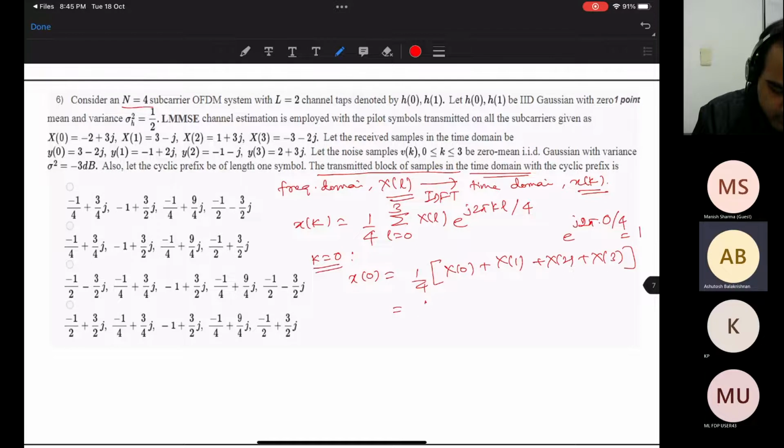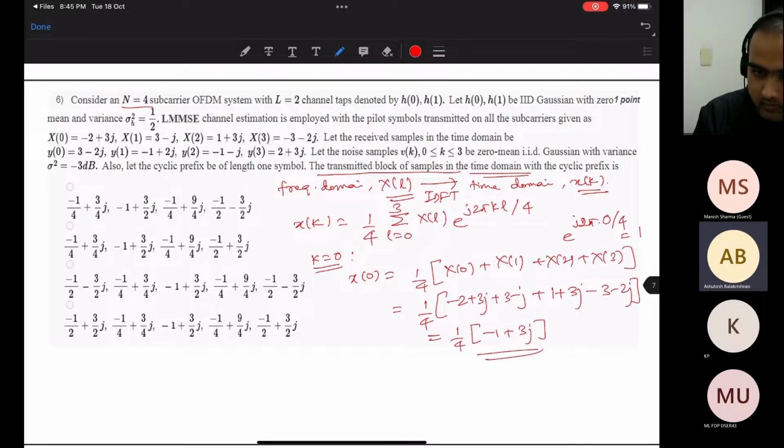And if we solve this, let's just do it. So what we have? Minus 2 plus 3j plus 3 minus j plus 1 plus 3j minus 3 minus 2j, and this is 1 by 4 times minus 1 plus 3j. Okay, so this is my x of 0, that is the time domain symbol at the 0th instant.